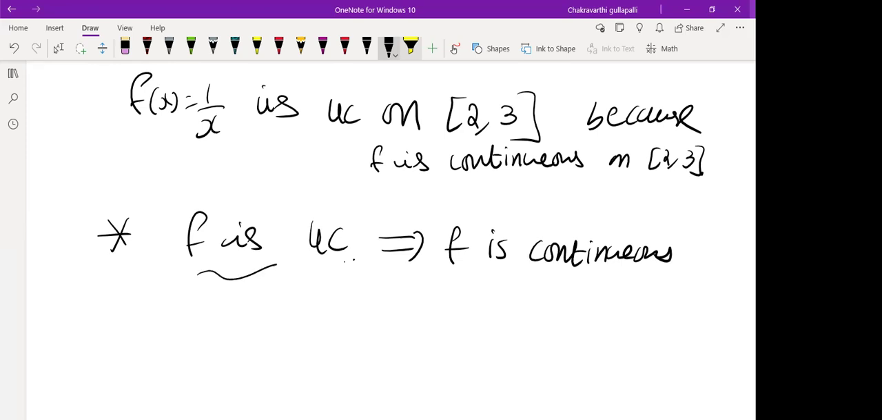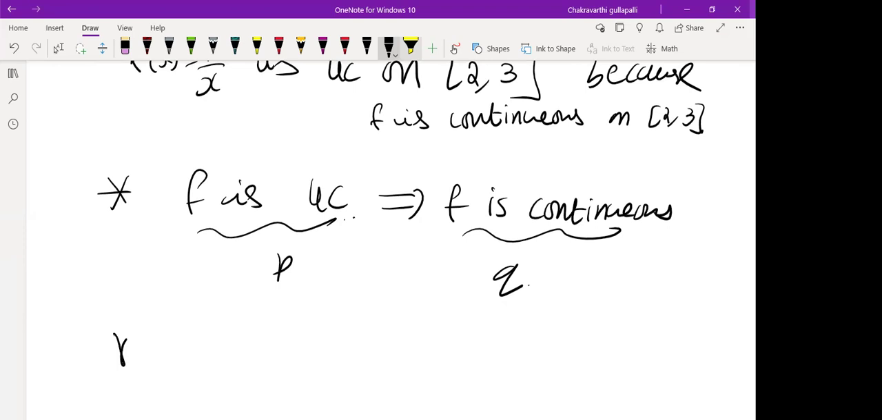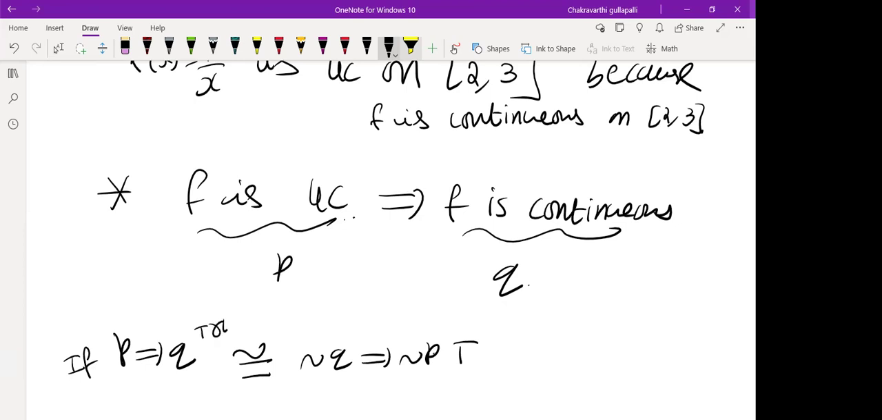What form is this in? It looks like p implies q. So you have proved that whenever p implies q is true, then automatically negation q implies negation p will be true. If this is true, then this also will be true. So whenever this statement is true, this statement also will be true.